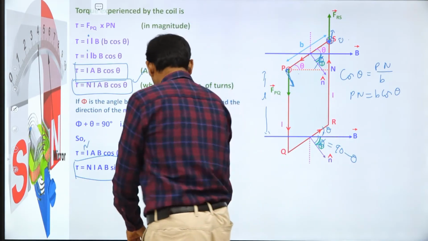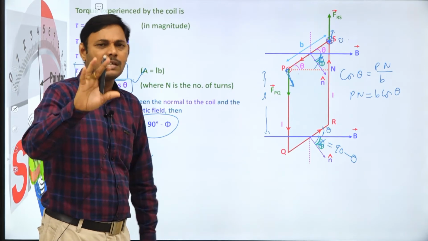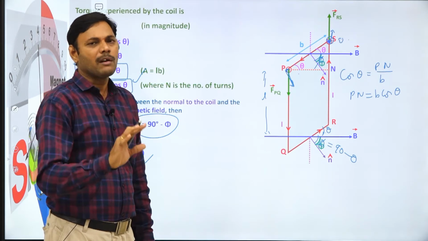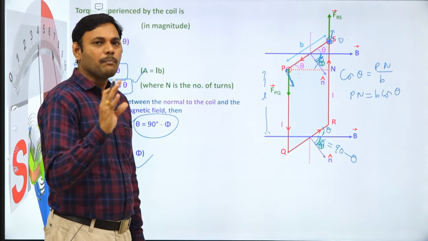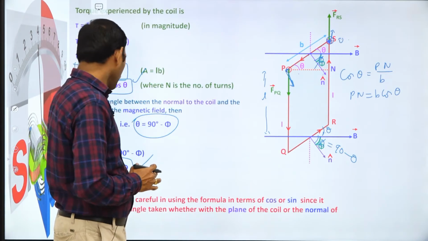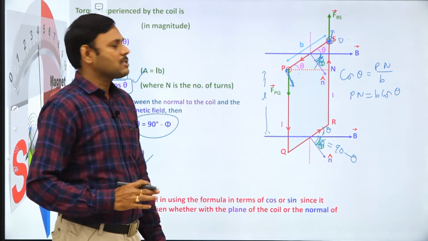So, remember, you may get confused. To avoid it, I explained it very clearly. Remember this conclusion to apply the right formula at the right time to solve the numericals. Students, we completed the first part of content in our discussion. So, we continue. One must be very careful in writing cos and sin.